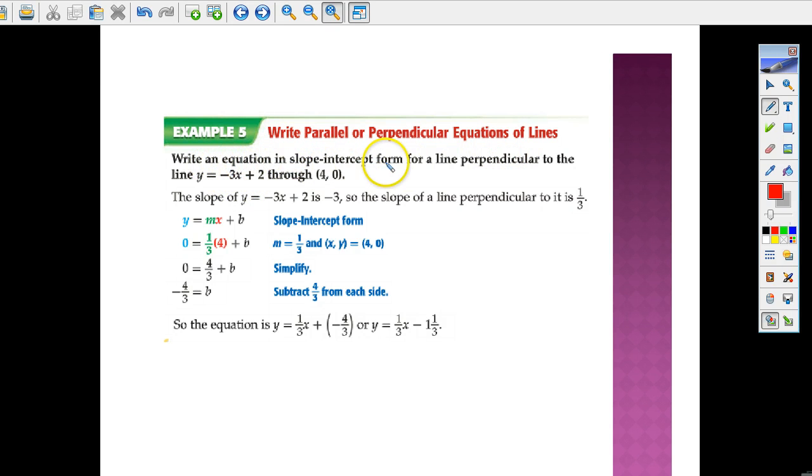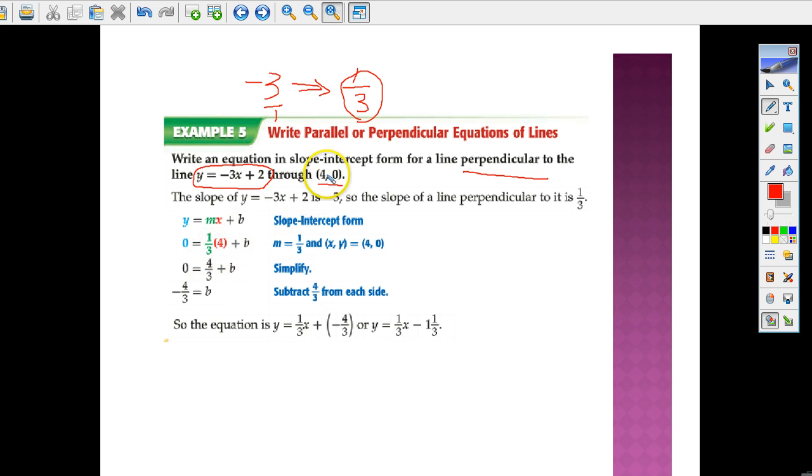Write an equation in slope-intercept form for a line perpendicular to the line y equals negative 3x plus 2, and it goes through 4, 0. So again, when a line is perpendicular, remember I always say change the sign, flip it upside down? The product of the slopes will equal negative 1. That means this negative 3 slope will now be, change the sign, so it's positive. 3 is the same thing as 3 over 1, so it's going to be 1 over 3. So now my slope is 1 over 3, because when you multiply these two, the product is going to equal negative 1.